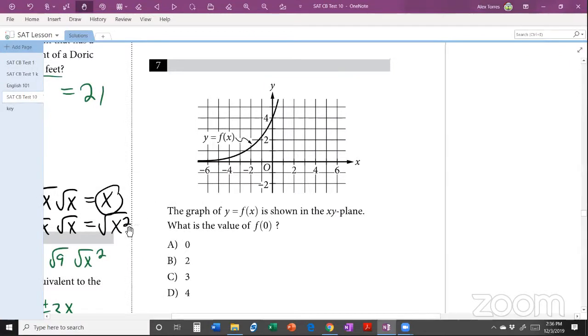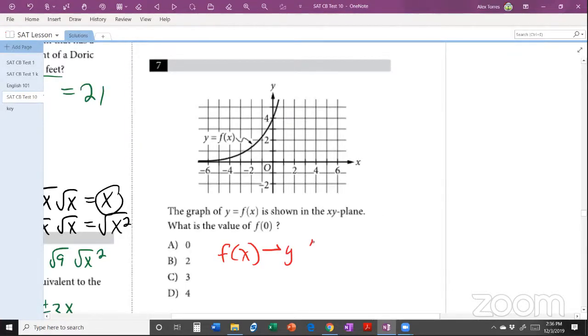Going over to number 7 now. The graph is shown in the plane. What's the value of f of 0? So when we see f of x, f of x is just basically y, but why are we saying f of x instead of y? Because it's y at some x value.